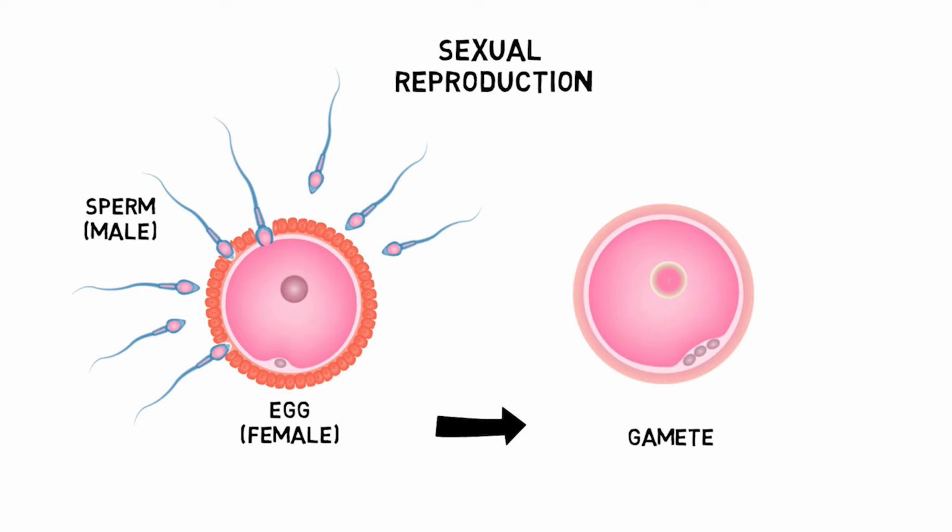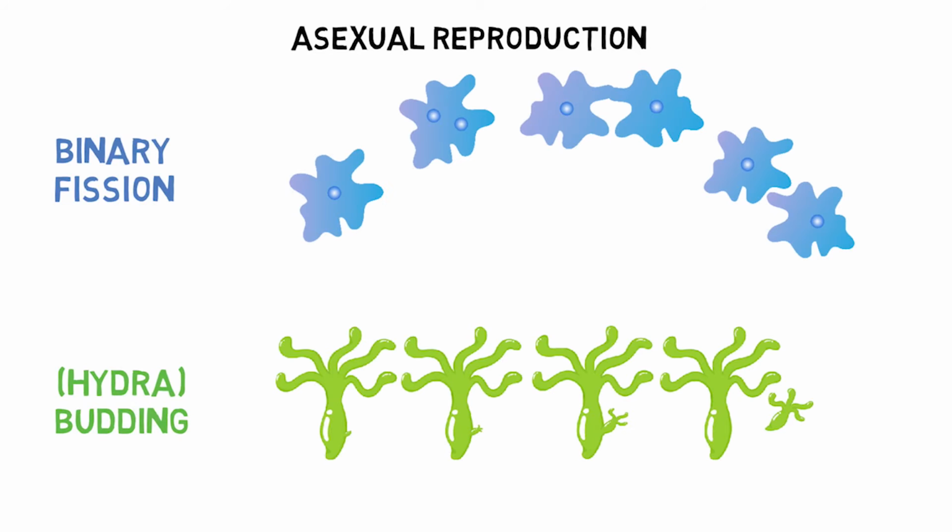This reproductive strategy is advantageous because mixing genetic information leads to variation among members of a species, and this natural variation, as described by the theory of evolution, is the raw material for natural selection. However, not all species reproduce sexually. Asexual reproduction does not involve the fusion of gametes. Instead, asexual reproduction produces offspring from a single parent cell.